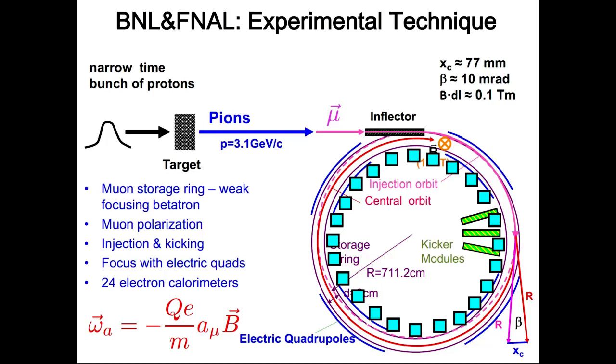And then you have to kick them onto the right orbit, and then they keep going round and precessing. This is what you measure, and you measure it through the decays to electrons, which all end up inwards, basically. You measure them with calorimeters and a few tracking stations, which I can be proud of because they were built in Liverpool. Not by me. My PhD student helped build one.